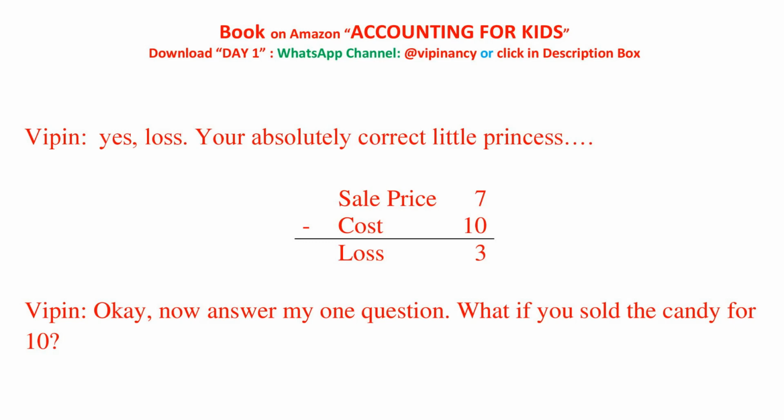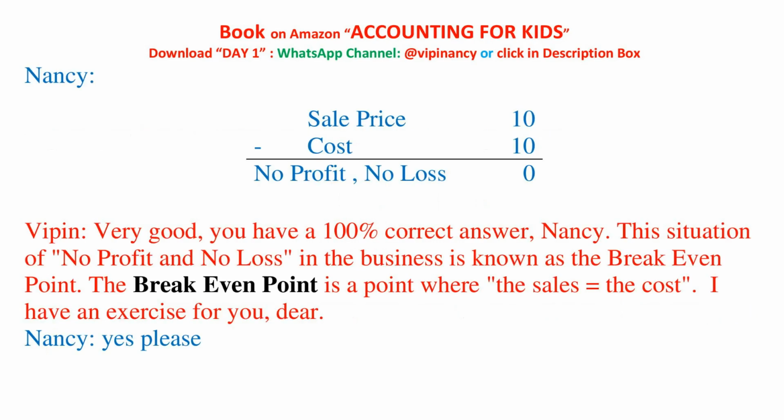Vipin. Okay, now answer my one question. What if you sold the candy for 10? Nancy. Sale price 10 minus cost 10 equals no profit, no loss, 0. Vipin. Very good. You have a 100% correct answer, Nancy. This situation of no profit and no loss in the business is known as the break-even point. The break-even point is a point where the sales equals the cost.